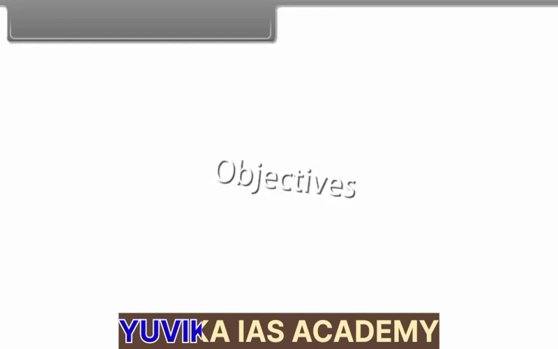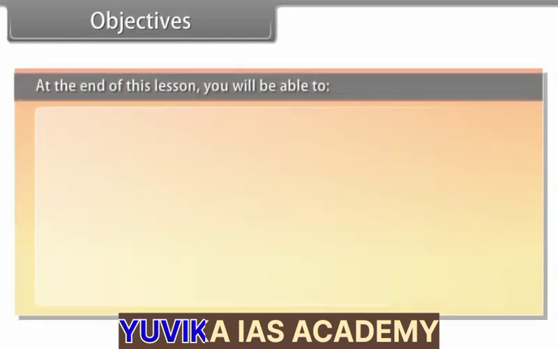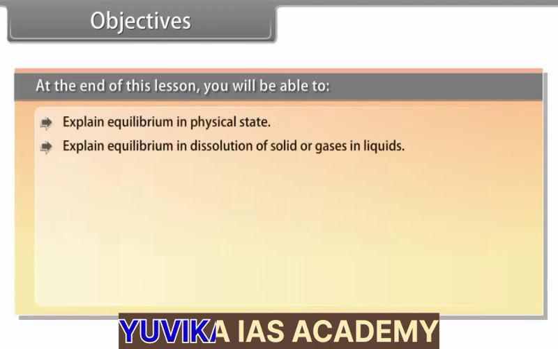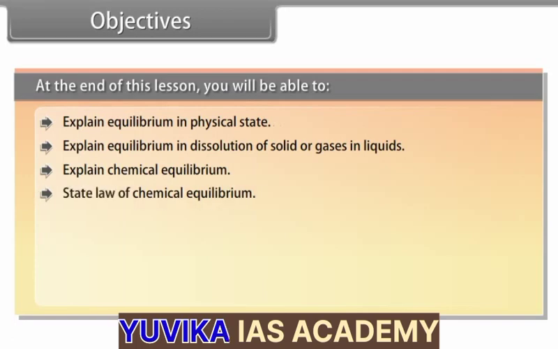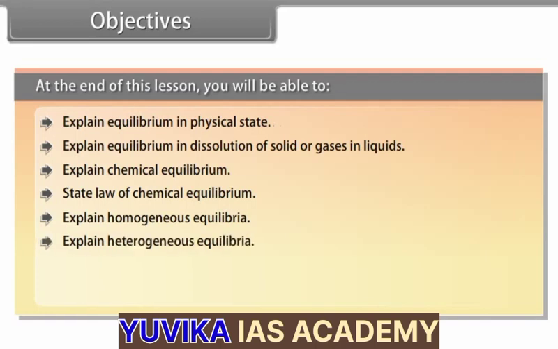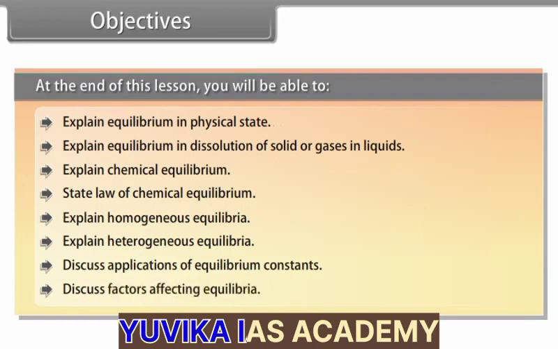Objectives. At the end of this lesson, you will be able to explain equilibrium in physical state, explain equilibrium in dissolution of solid or gases in liquids, explain chemical equilibrium, state law of chemical equilibrium, explain homogeneous equilibria, explain heterogeneous equilibria, discuss applications of equilibrium constant, discuss factors affecting equilibria.